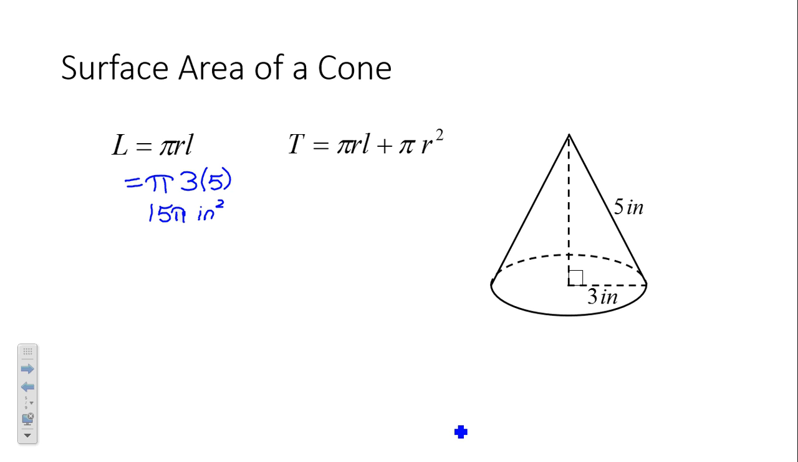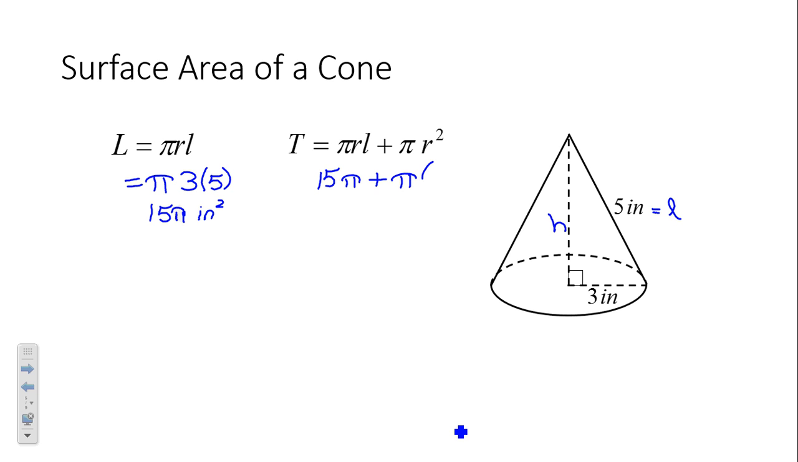It goes down the side of the pyramid or down the side of the cone. Yep, this dotted line is your perpendicular height, and 5 inches was your slant height. So far, so good? Okay, to find the total surface area, we take that pi r l, and we add a circle, right? The top of our cone is going to have a circle on top. So we're going to take that 15 pi that we just found, and we're going to add on a circle. Area of a circle is pi r squared. So pi times, what's our radius?